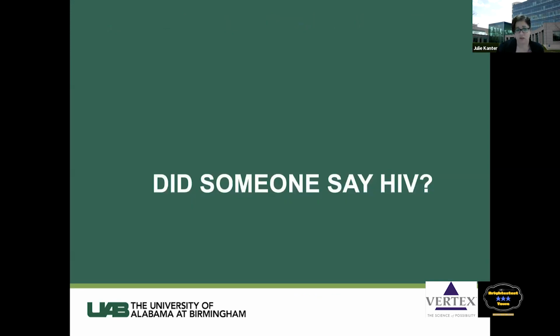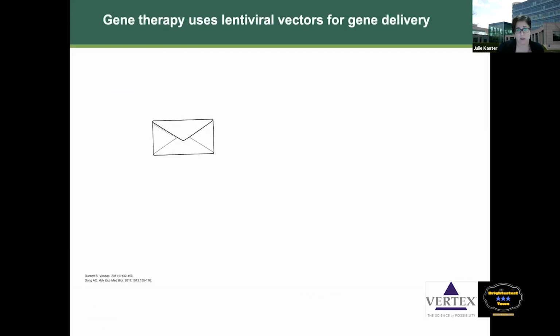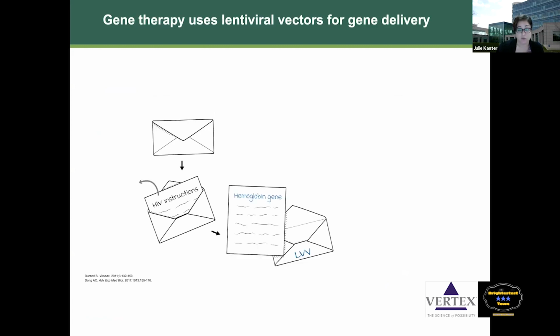So where does the HIV come in? A lot of people have asked about that. Well, some of these gene therapies use lentiviral vectors for gene delivery. What does that mean? I want you to think of a virus as having two parts, an envelope and a letter. And what we've been able to do in the laboratory is remove the letter that codes for HIV. You take it out. From there, you're left with an empty envelope that you can put the hemoglobin gene in. So now you have your viral envelope, but you don't have the instructions that actually cause HIV.